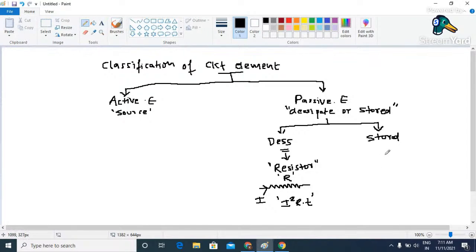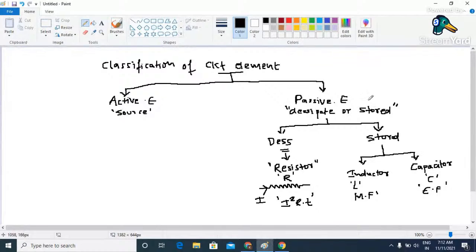In the same way, in the storing mechanism, depending upon the way a passive element stores energy, either in the form of electric field or in the form of magnetic field, we have two more fundamental passive elements under this category. First one is called the inductor, and second one is called the capacitor. Inductors are normally indicated by symbol L, and capacitors by symbol C. So the inductance property is L, and the capacitance property is C. An inductor stores energy in the form of magnetic field, whereas a capacitor stores energy in the form of electric field or electric charge. This is very important.